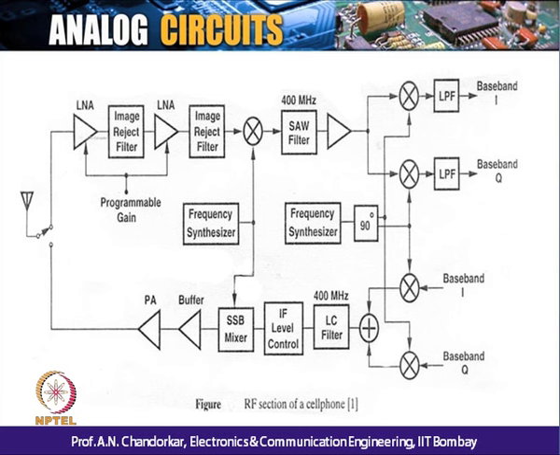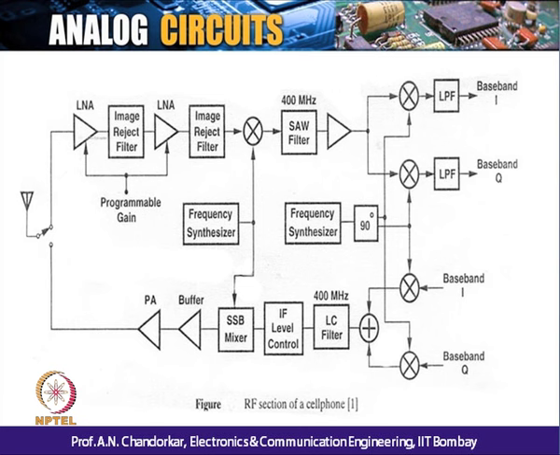Two mixers, then you mix to an adder, which is also an analog adder, filter, IF control, single sideband mixer. These are two major amplifiers, which are again power amplifiers and a buffer, which are essentially analog blocks. The power amplifier must have sufficient power so that from the antenna I can transmit over a longer length. Okay. So, this is a typical cellphone structure.